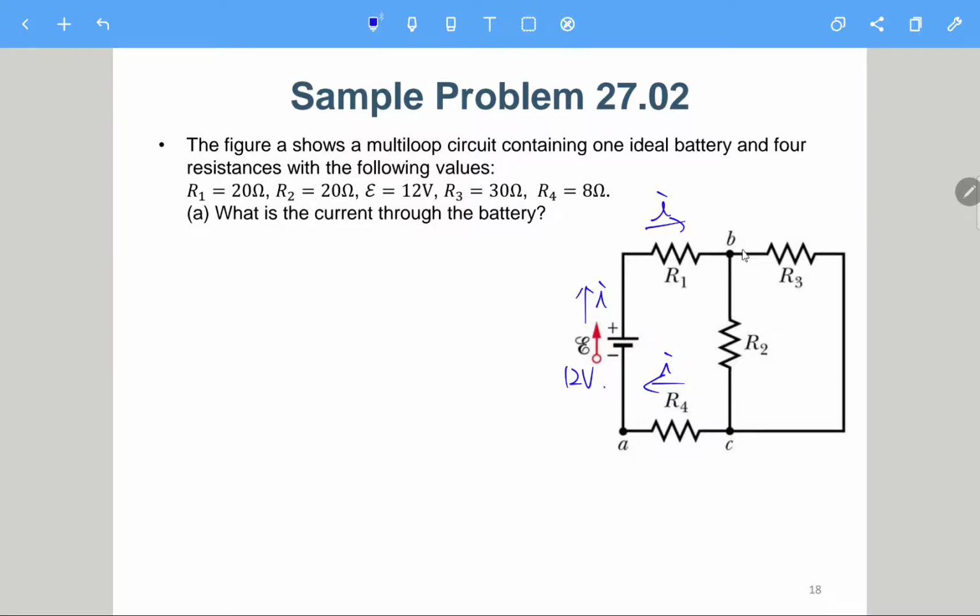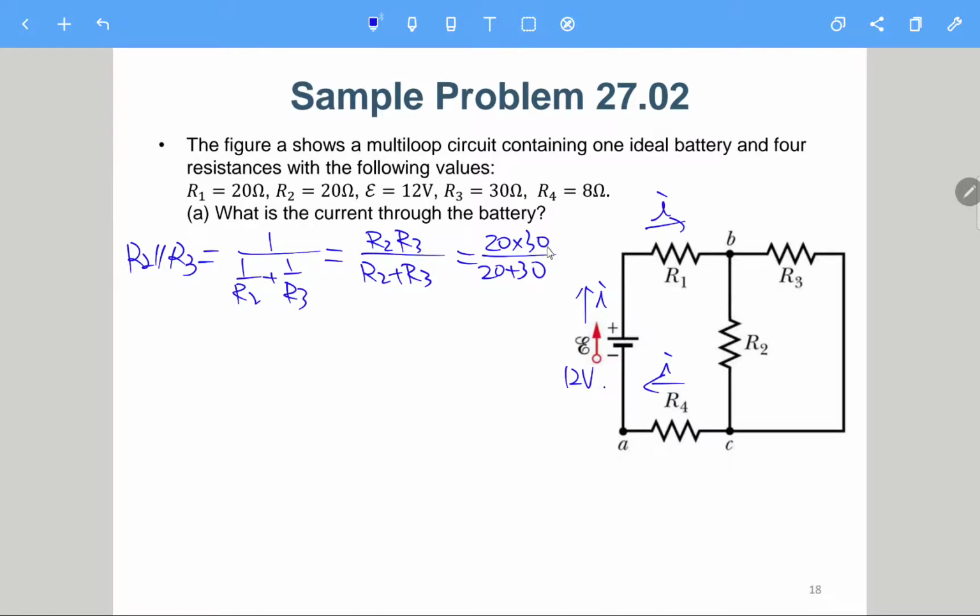Yeah, so as you can see here, we have point B here, point C here. So R2 and R3 are in parallel. So we can calculate R2 parallel R3 as 1 over (1 over R2 plus 1 over R3). Or for two parallel resistances, you can remember this equation. It is easy to remember. I suppose you should have learned it in high school. So it is 20 times 30 over 20 plus 30. So this is 600 over 50, which is 12 ohm.